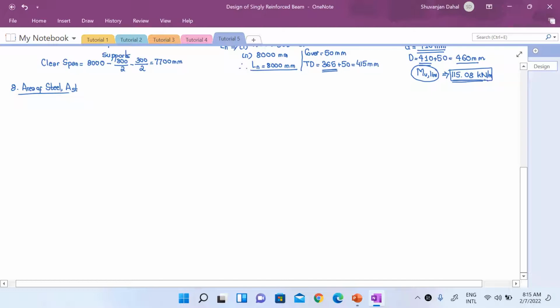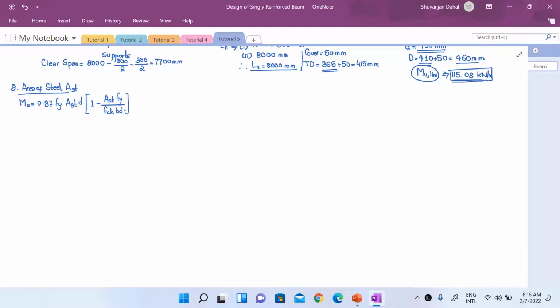So increasing the effective depth to 410 mm also has raised the moment carrying capacity of our beam to 115.08 kilonewton meter. So now the area of steel is to be calculated from the moment equation, and that moment equation is used when steel is ensured to reach the design stress of 0.87 fy. That means our equation to determine the area of steel will be 0.87 fy Ast d into 1 minus Ast fy over fck b d. We have already discussed all of these formulas in our theoretical classes, so if you have any confusion, please revisit those lectures.